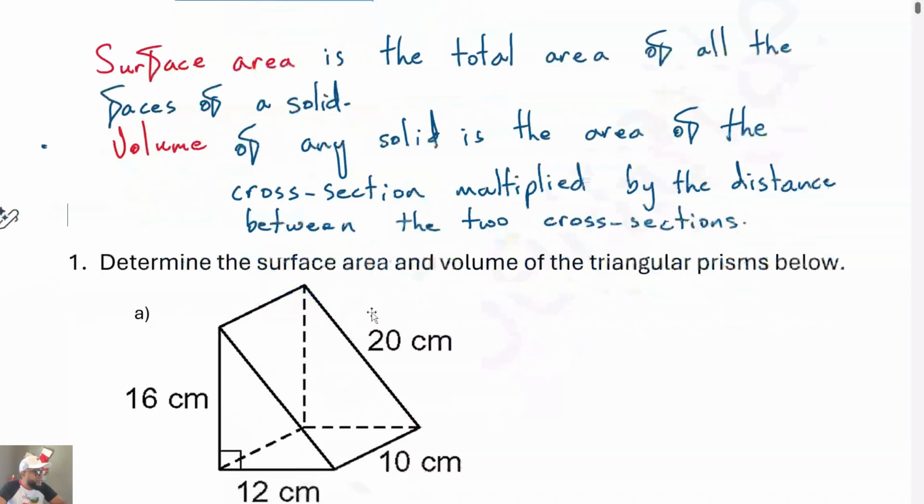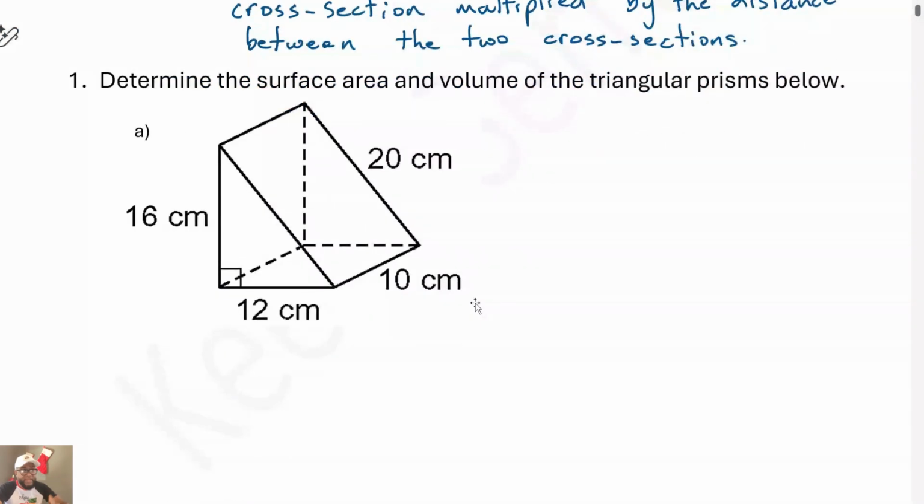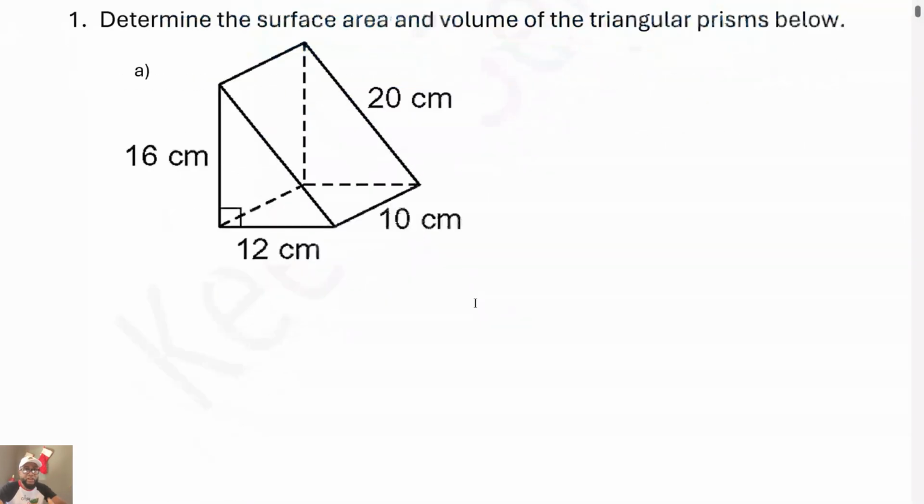That's what we multiply by, because sometimes you see the height of the triangle and you'll get messed up and put the height of the triangle, or you'll see the length of something else and put the length of that, right? We'll work with the area of the cross section multiplied by the distance between the two cross sections. That will make life real easy for you. So we need to engage two formulas here.